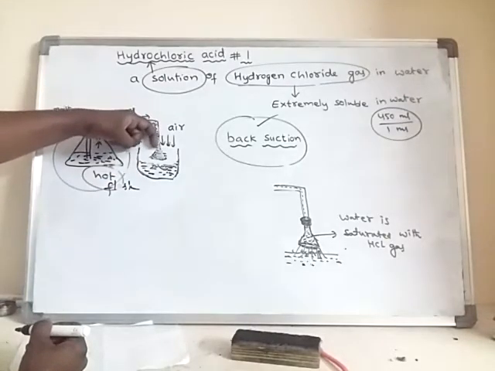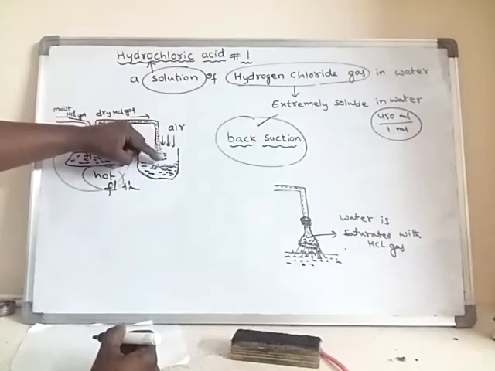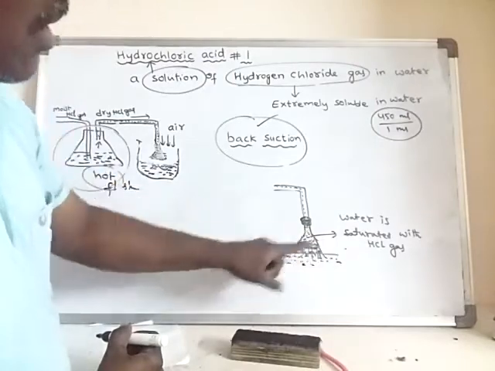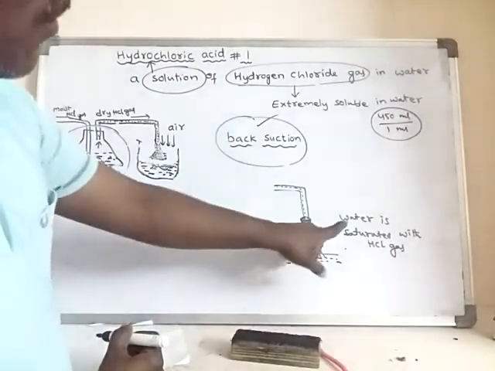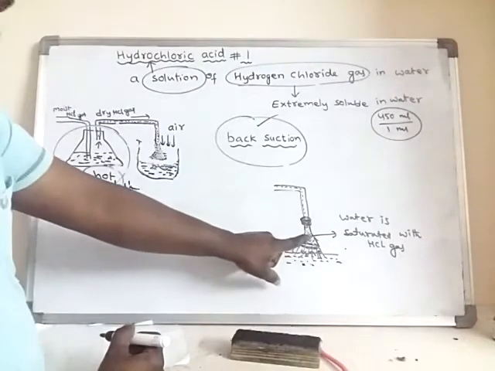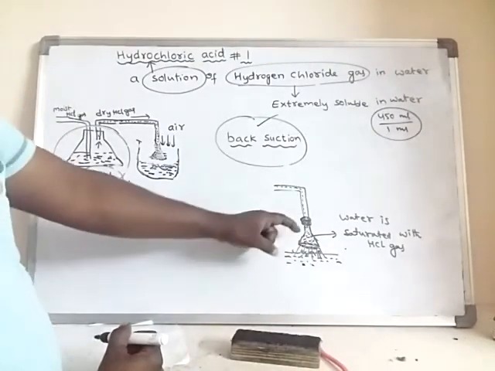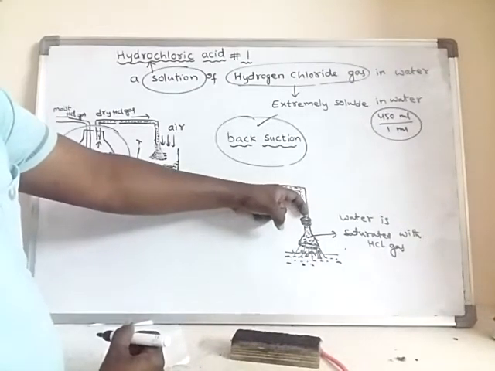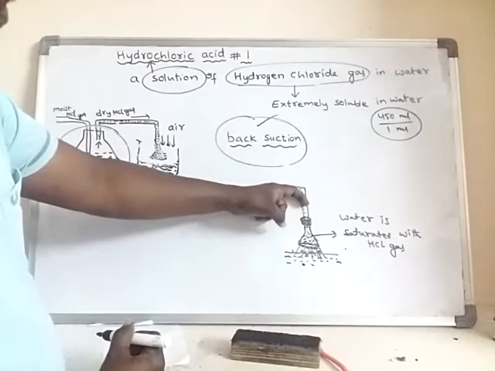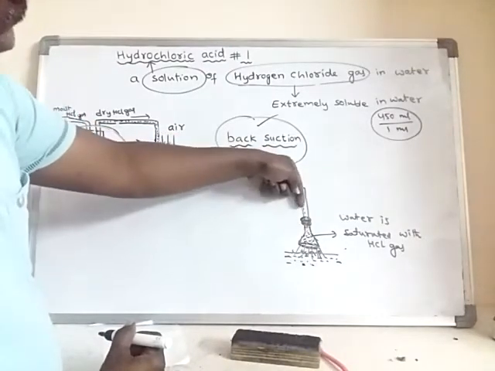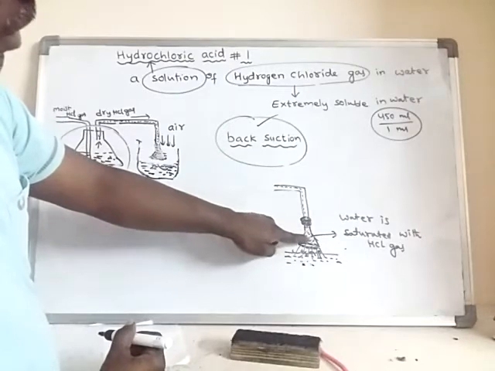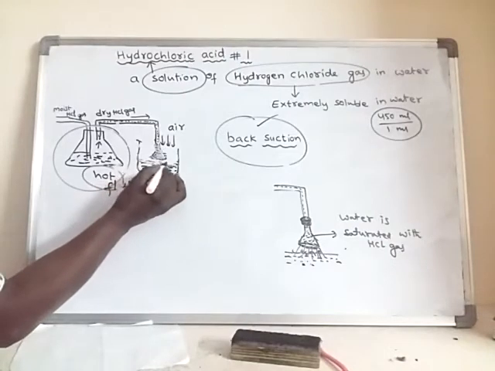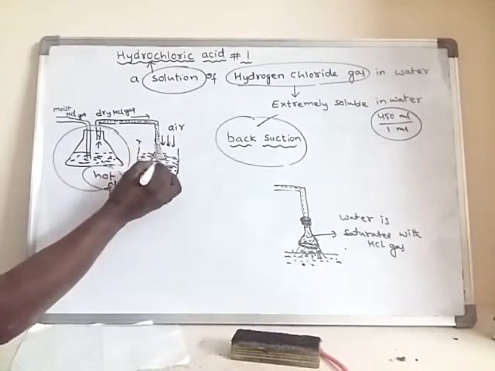So HCl gas keeps on being added into this water, and finally what happens? A saturated solution of HCl is formed. That means the water is saturated with HCl, and again the outgoing HCl gas is gathered here, and again it will push away this saturated solution of water into the solution. Again what happens? The level of the solution will rise.